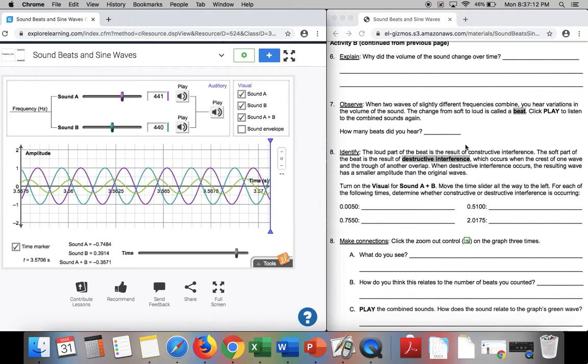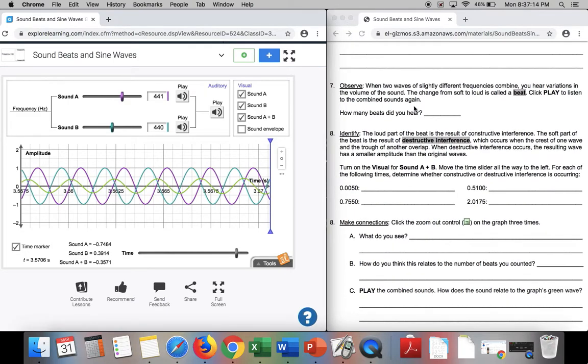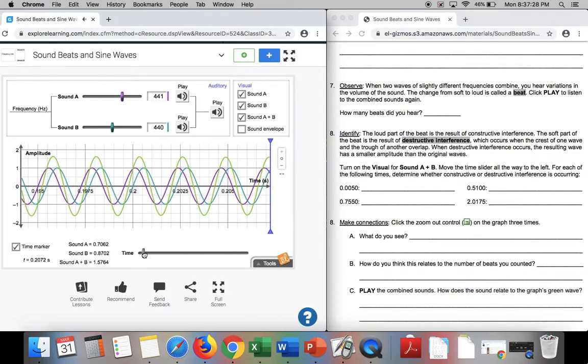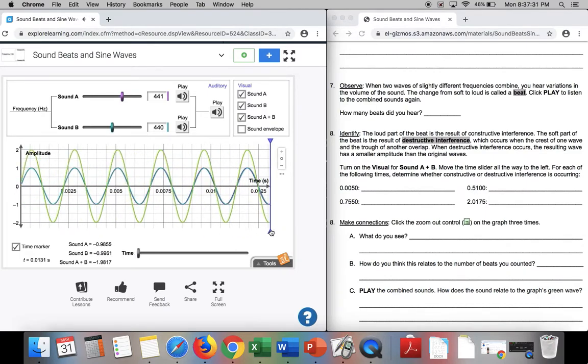Number 7, it wants us to look at the beats and determine how many beats we hear. And so when it's changing from a soft sound to a loud sound, that's called a beat. And so let's go back, move our slider all the way to the start. Let's move this time marker out of the way as well. We're going to click play.